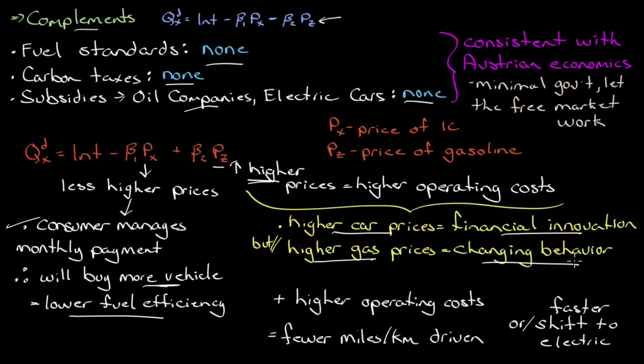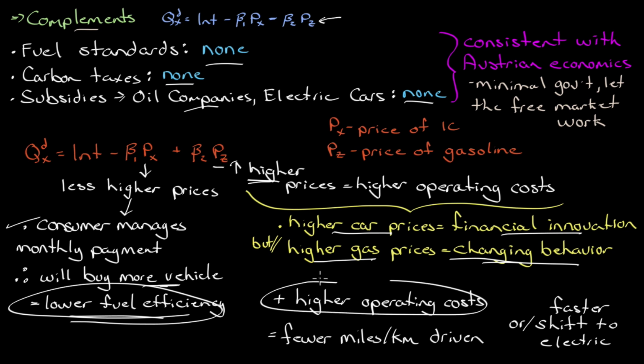That's what you want. You want to change that behavior. So we get changing behavior. So combine the two things together. Lower fuel efficiency on this side, higher operating costs on this side. You'll get fewer miles or kilometers driven, a faster shift to electric. You'll get there faster. It'll be ugly because emissions will spike for a very short period of time.